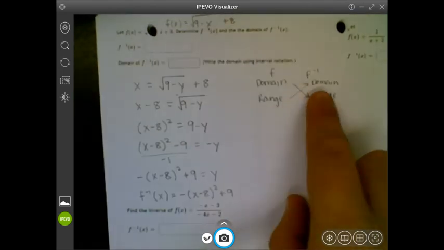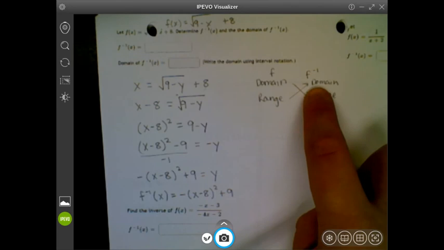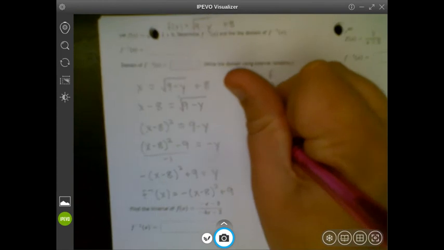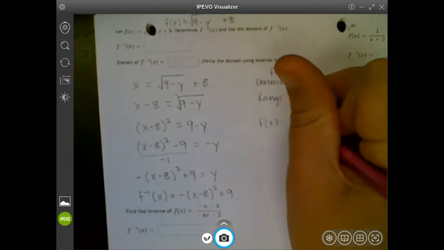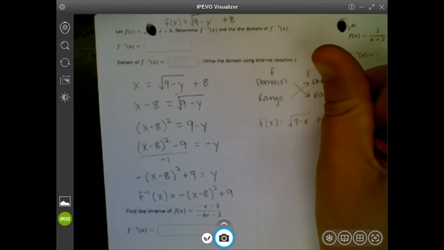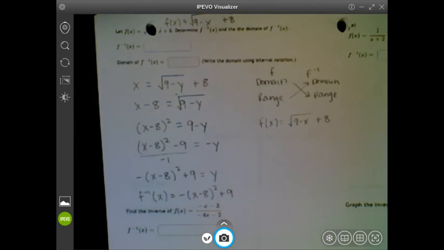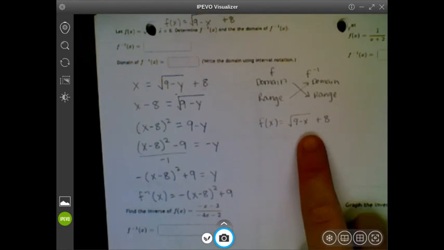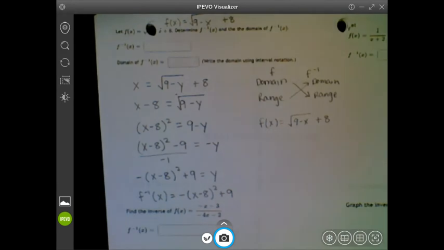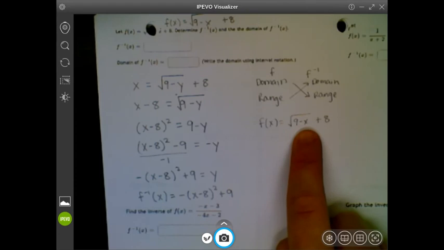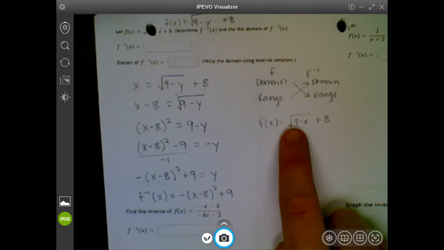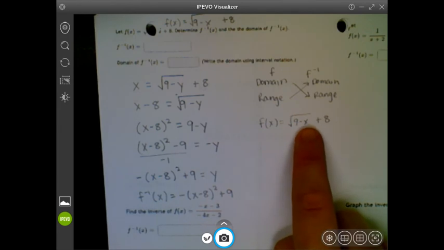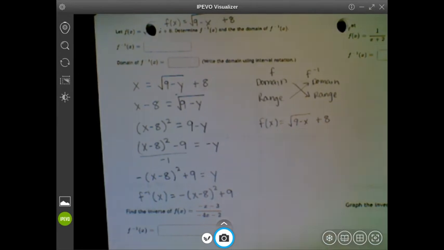In order to figure out the domain of the inverse, we need to have found the range of the original. So our original function is this square root. If you remember, square root graphs don't exist everywhere because you can't take the square root of a negative number, right? So there are some restrictions here. The x value at 9 is when the square root would be equal to 0. If it's 10, then we couldn't actually calculate this value. If it's less than 9, like 8, then we could calculate it and get a number there.